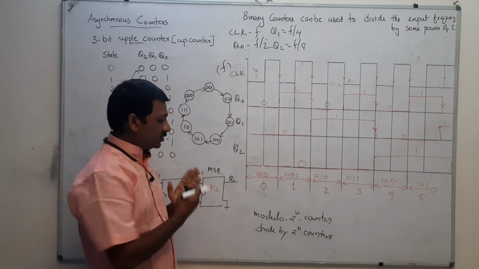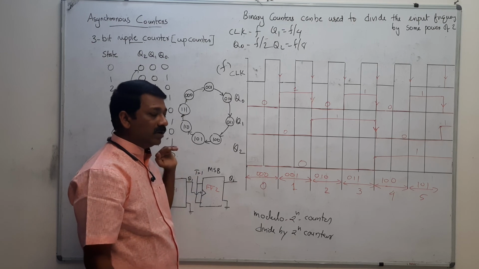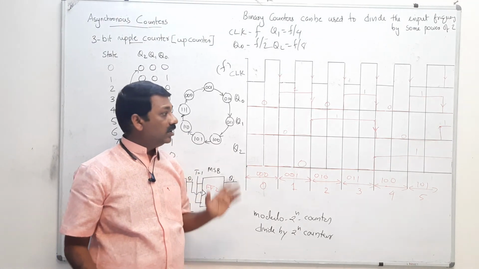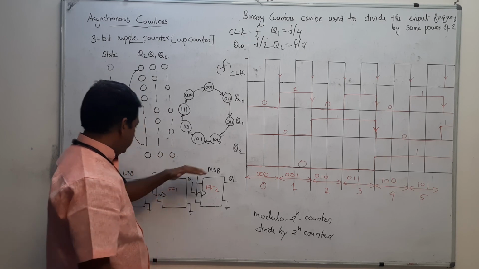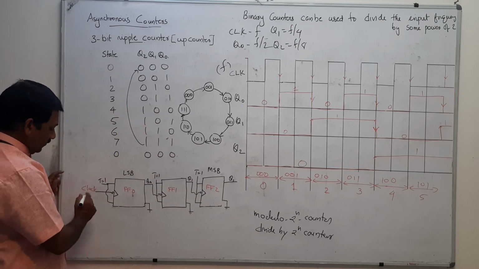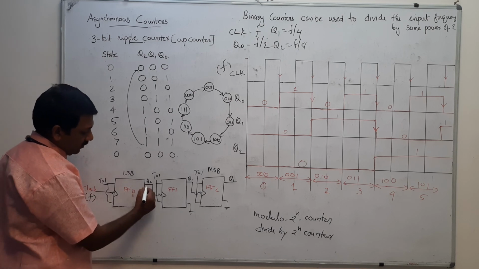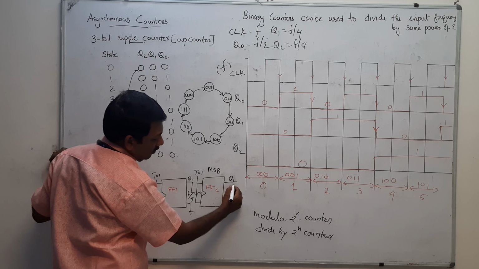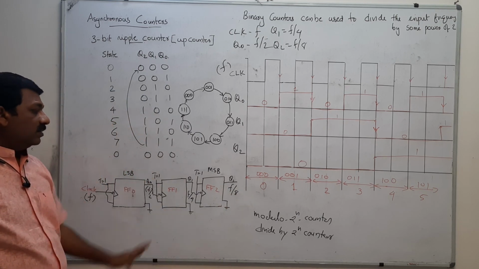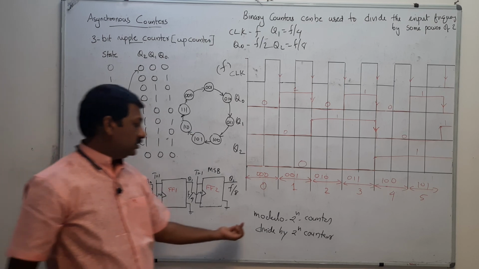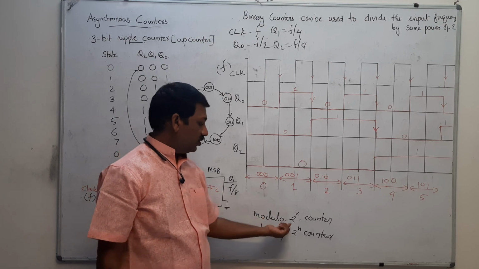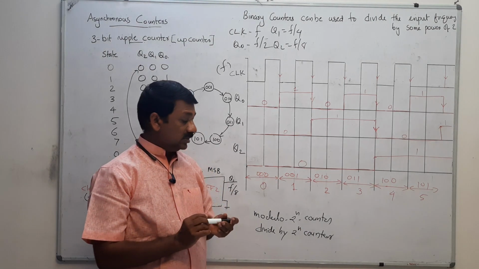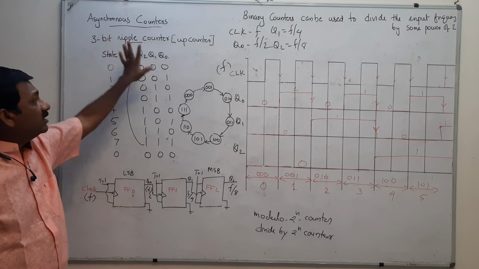Suppose that you have a ripple counter, and an input clock is given, and you want to divide that frequency by 2, 4, 8, 16, etc., you can make use of this circuit. Suppose that the frequency of this clock is f, then the frequency of Q0 will be f by 2, the frequency of Q1 will be f by 4, and the frequency of Q2 will be f by 8. And this is the pattern, and that is why this 3-bit ripple counter is otherwise called a modulo 2 raised to n counter, or a divide by 2 raised to n counter. These are the two synonyms for the 3-bit ripple counter.